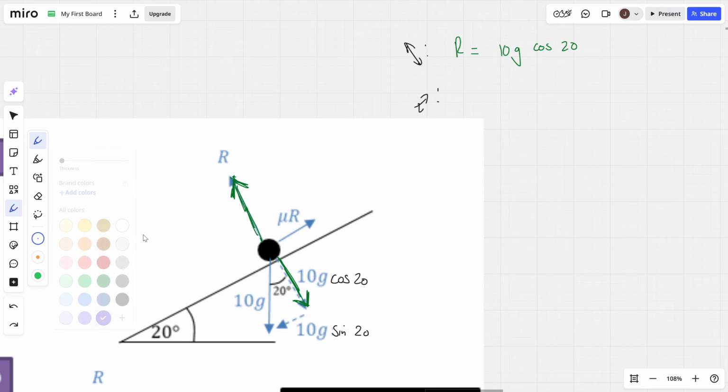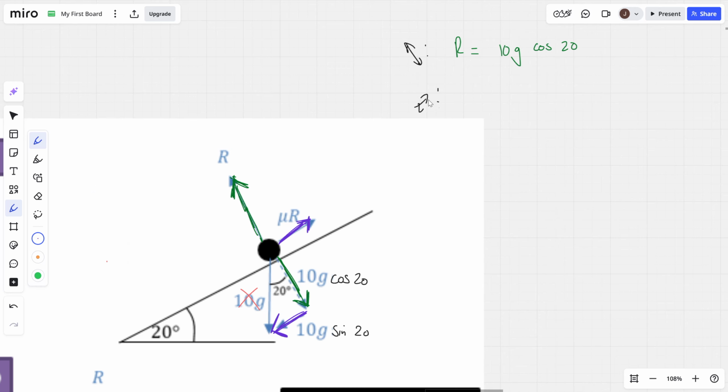So the other thing we're going to do then is make our parallel forces equal. So that's mu R, and that's 10G sine 20. The 10G has been resolved, okay? So the 10G is done.